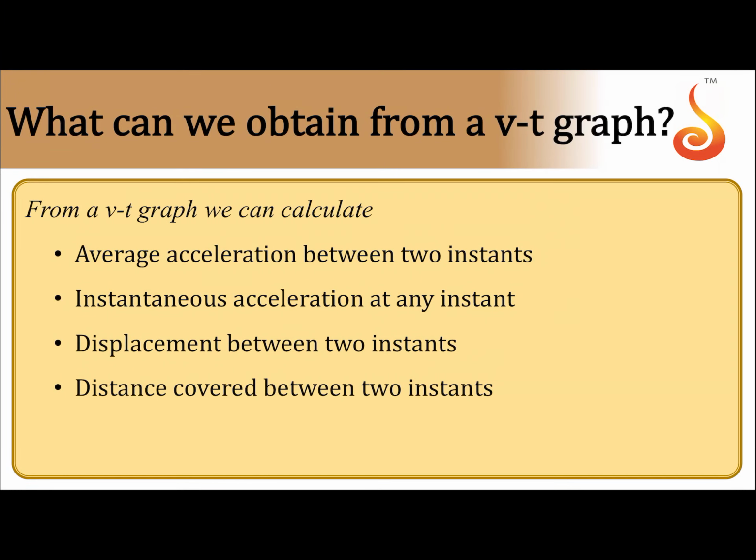Okay, what is the use of a VT graph and what are all the quantities we can obtain from a velocity time graph? The four quantities are average acceleration, instantaneous acceleration, displacement and distance. Let us see how to get them.